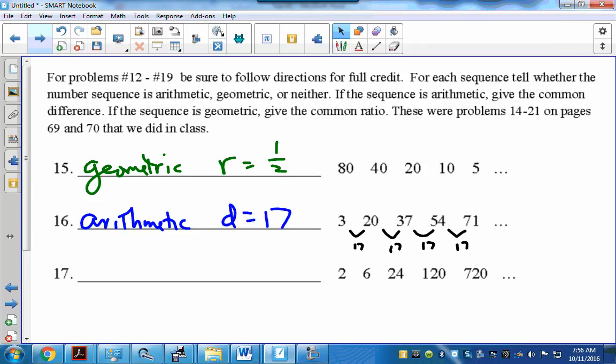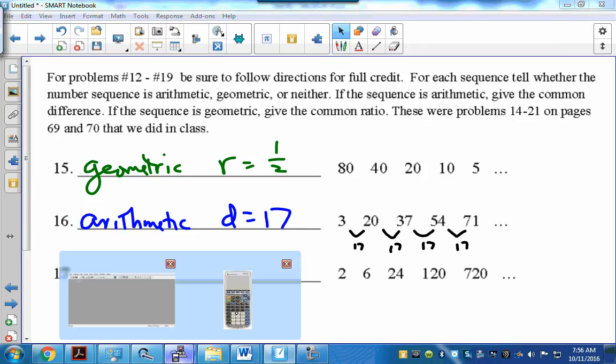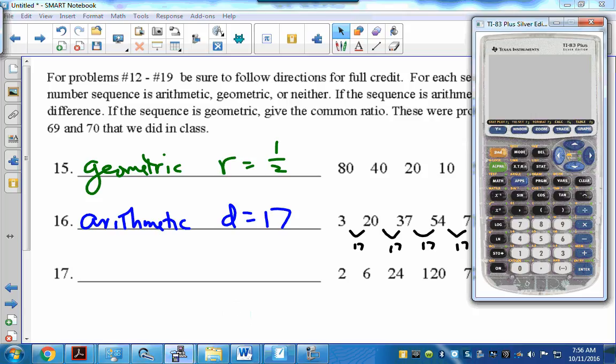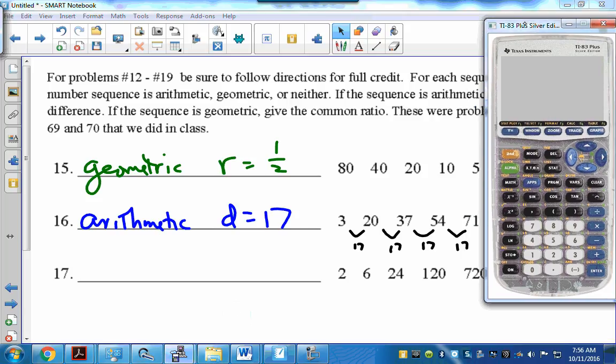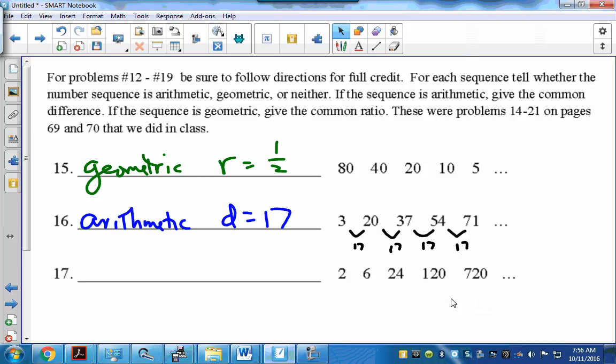And again, you could do these subtraction problems on your calculator. I don't have any problem with that. So 71 minus 54, right? 71 minus 54, sure enough, or 54 minus 37, still 17, or 37 minus 20, or 20 minus 3. Okay, so common difference.